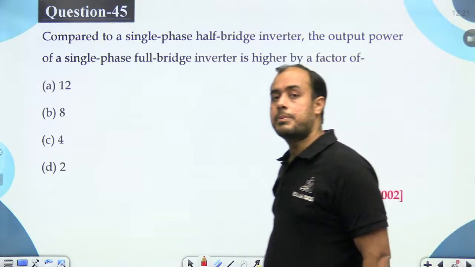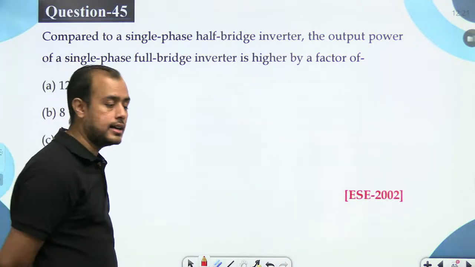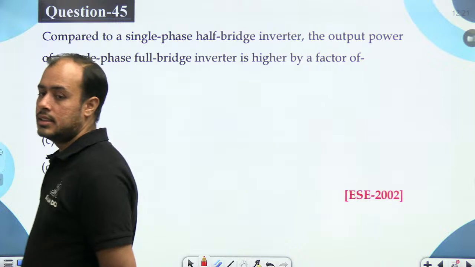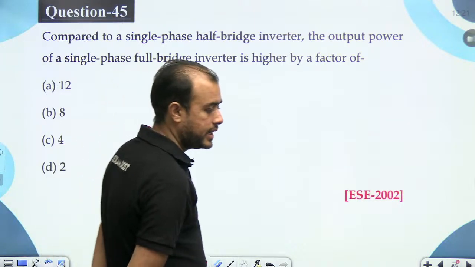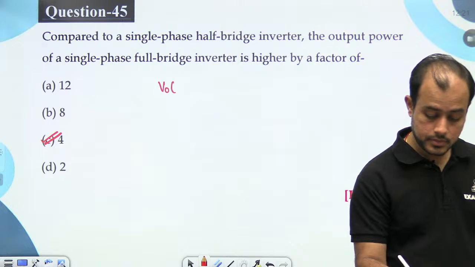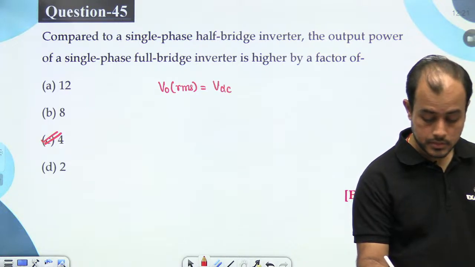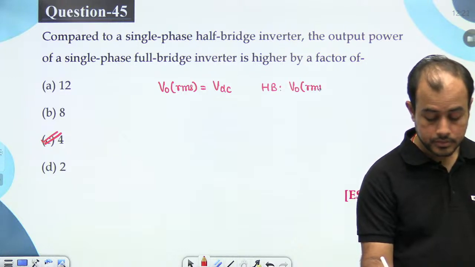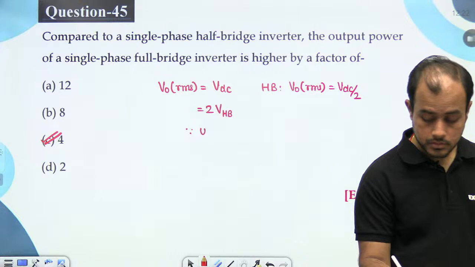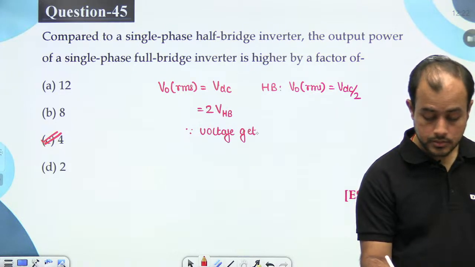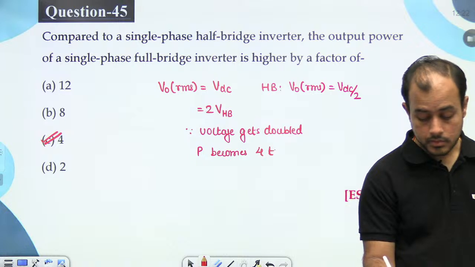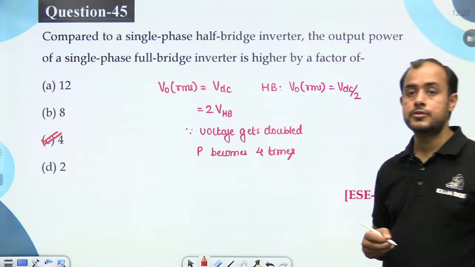Generating mode. Compared to single phase half bridge inverter, the output power of a single phase full bridge inverter is higher by a factor of. The answer is C. For half bridge, since voltage gets doubled, power becomes 4 times. Power becomes 4 times.